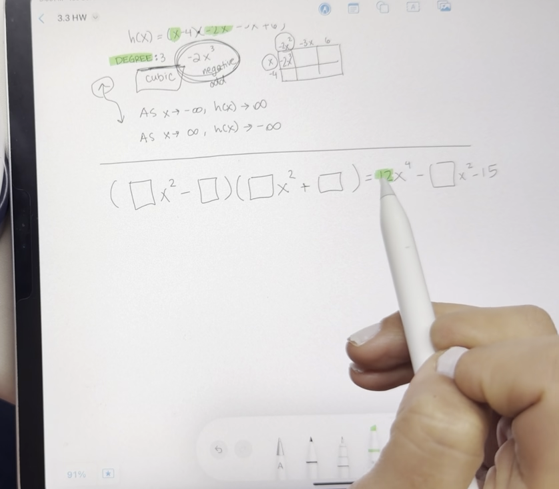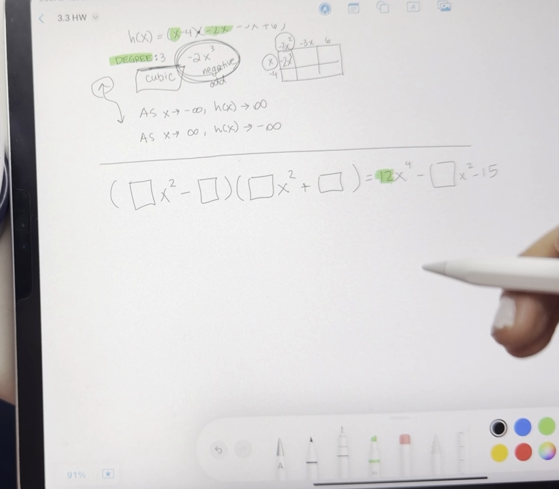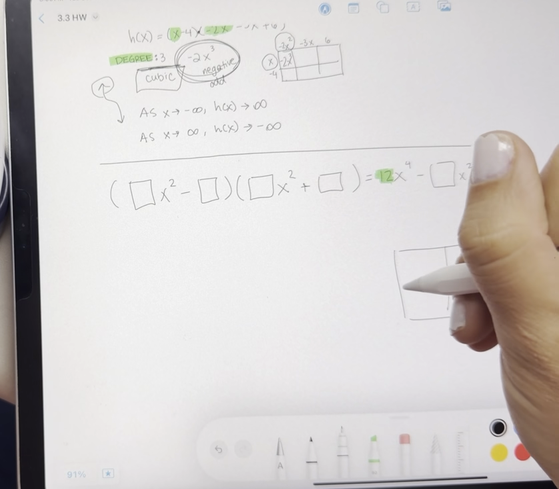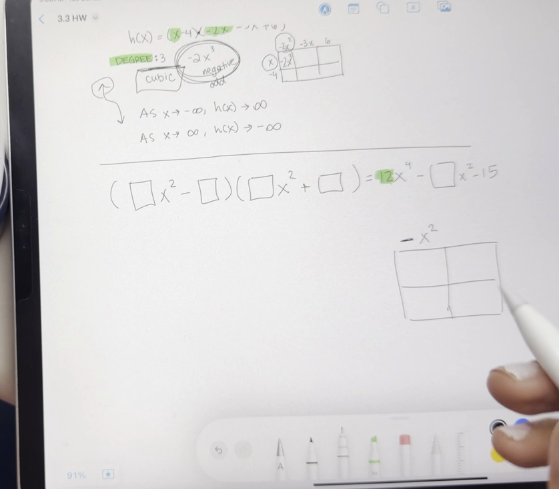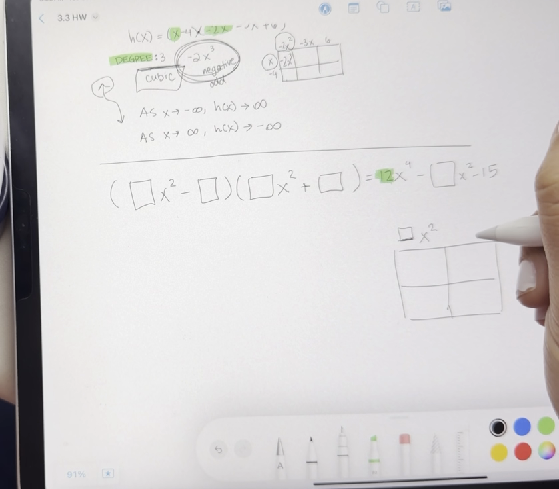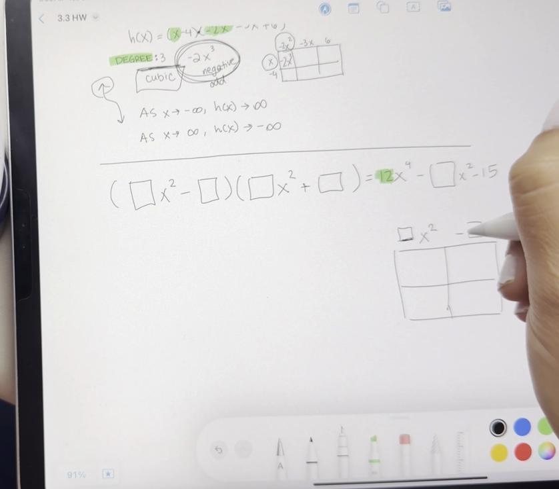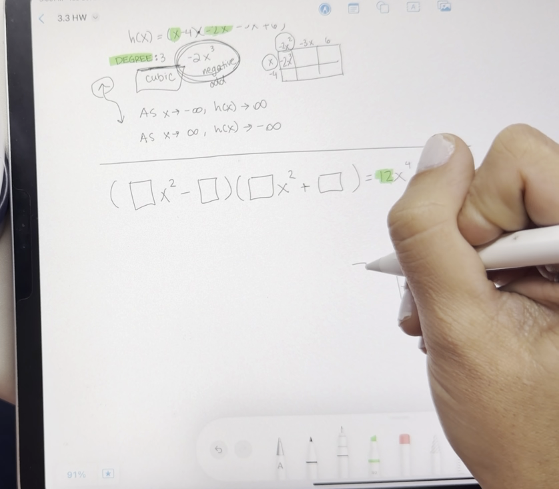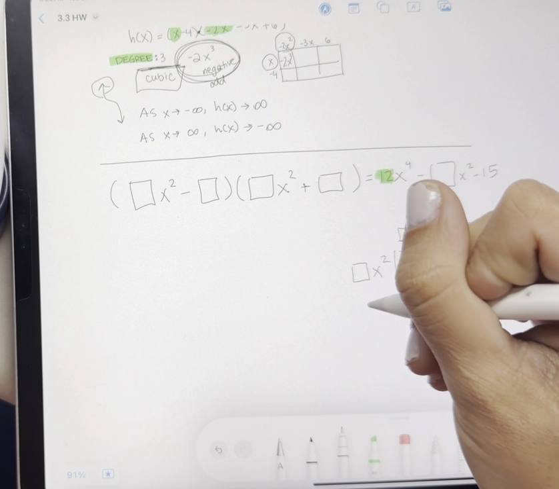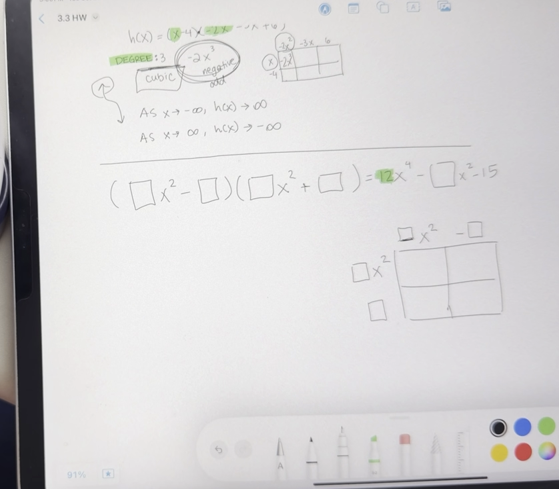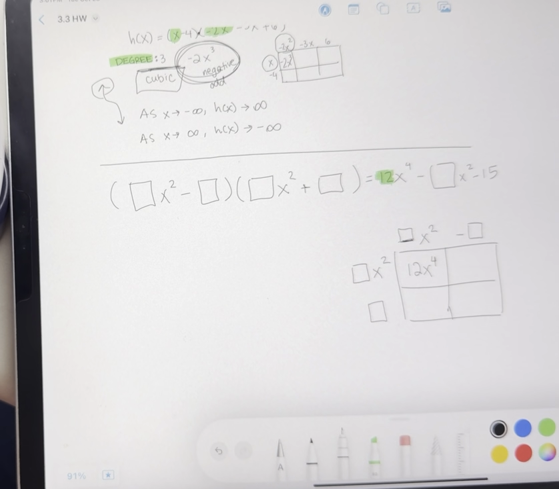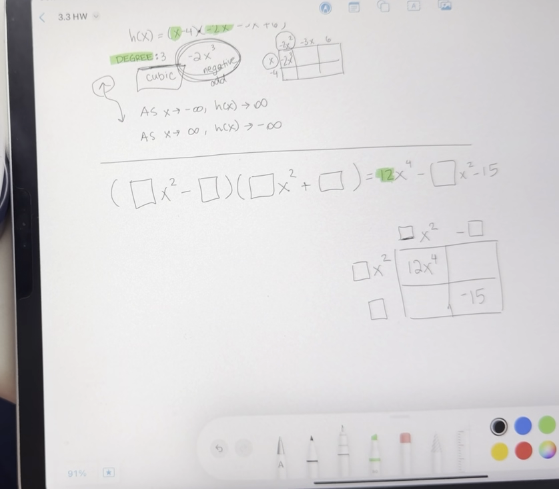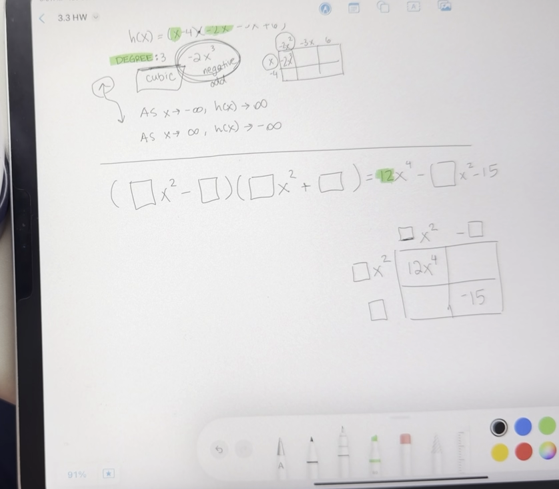Look, if we're going to do the box, and I have like something x squared here. So this is a something, not a negative. And then I have negative something here. And then I have something x squared here. And then a positive something here. When I multiply them, the 12x to the fourth is here. The negative 15 will come up here. And then here I'll get two things that when I combine like terms become this.